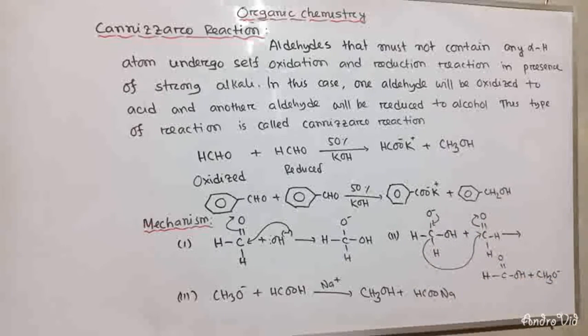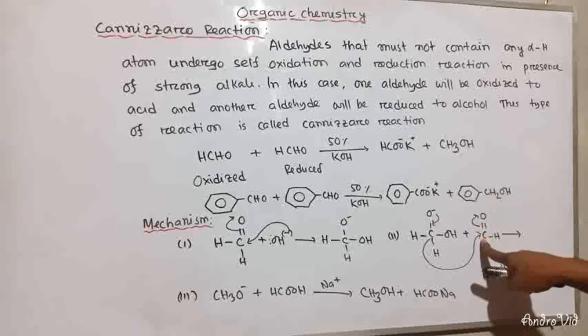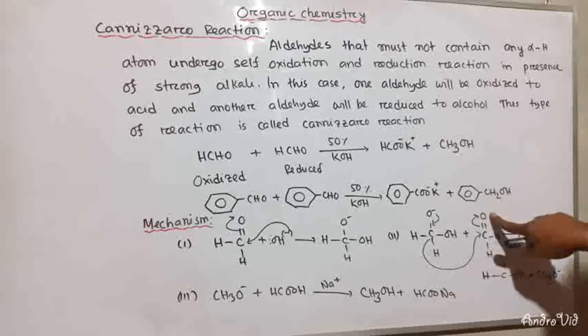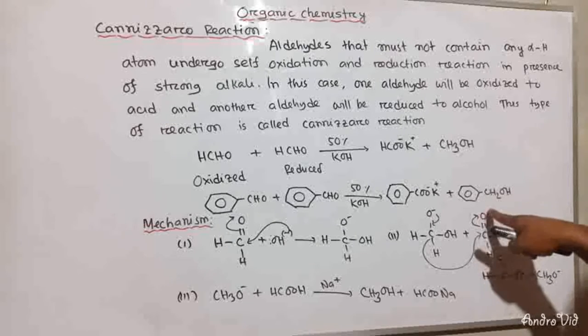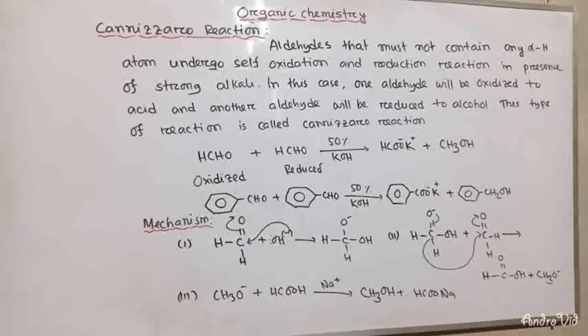When it leaves as a hydride, it will attack this carbon as a nucleophile, right? Then, as oxygen is electronegative, it will pull the electrons towards itself, and this carbon will be positive in charge, and this is the hydride.